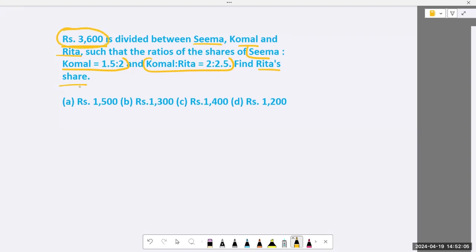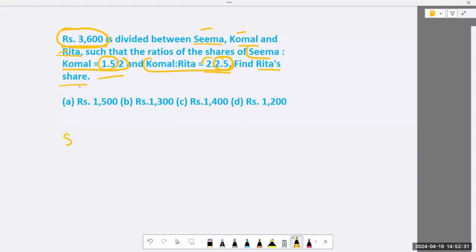Again we have the value present here, the entities Seema, Komal and Rita, and we also have the ratios. Why this question is different from the previous question is because here the ratios are given in decimal form. For example, here we have 2.5 and here we have 1.5. So we need to convert them into simpler forms, or perhaps directly into whole numbers, so that we can have an easier calculation in the standard way.